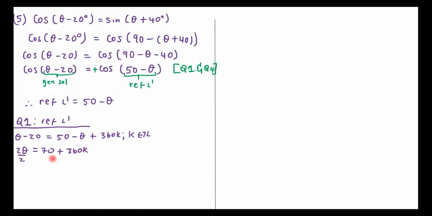Then I divide both sides by 2, and then theta becomes 35 plus 180k, right? So that is the first part. And then the second part is on the fourth quadrant. Remember, it is 360 minus the reference angle. So that is the reduction there.